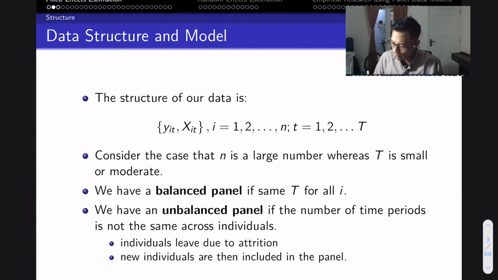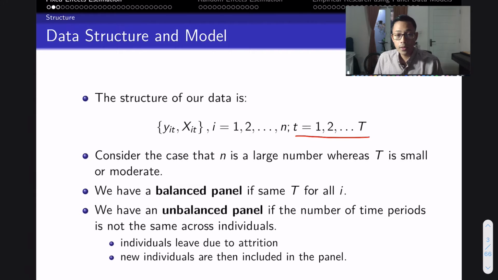And we also have the time periods. So we're looking at the same set of units, individuals or households across periods. So for example, in this particular case, we have t equals 1 until t equals capital T. Now consider the case that n is large and t is small or moderate.